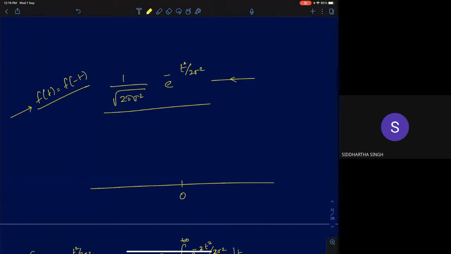Which means it's going to be symmetric around the y-axis. Whatever waveform is on the positive x side, it's going to look exactly symmetric on the negative x-axis as well. So that's a Gaussian function. And how much is this function going to spread? That information is contained in this variable sigma.